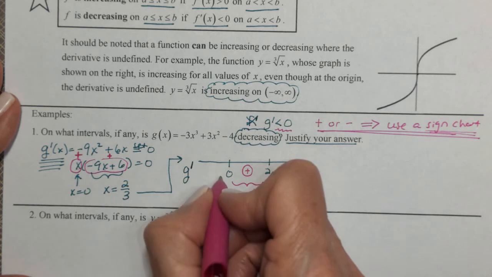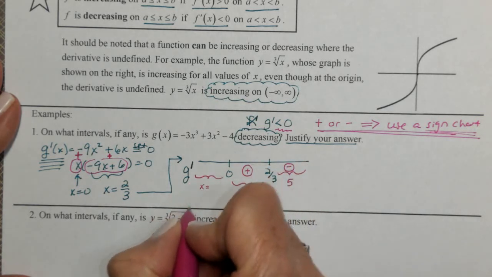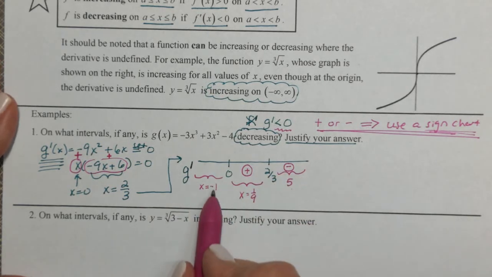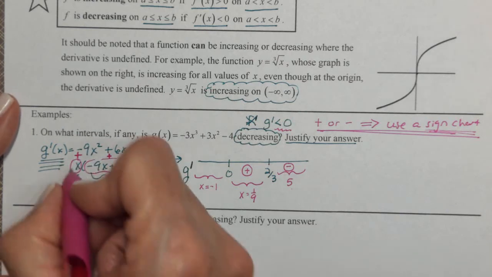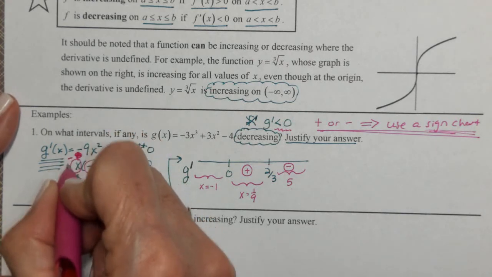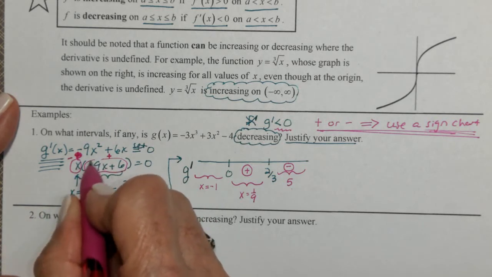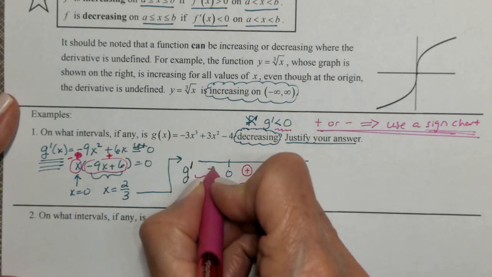Okay? Now I'm going to test this interval. Any number in this interval, maybe a negative 1. If I put a negative 1 in for x in g prime, now I'm going to have a negative from this term. I'm putting a negative 1 in for x. That makes that a positive 9 plus 6. That's positive. We are back to being negative.